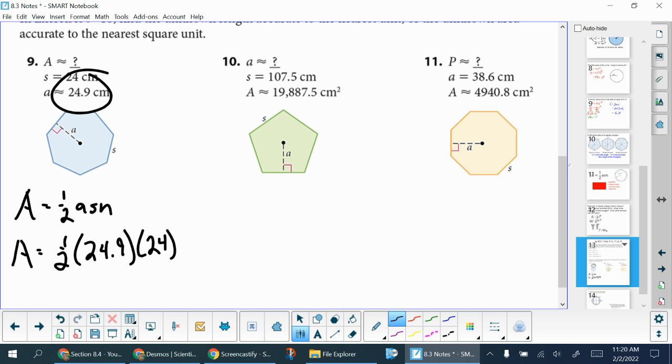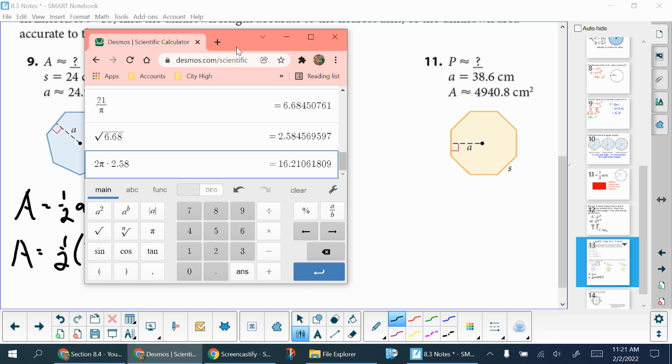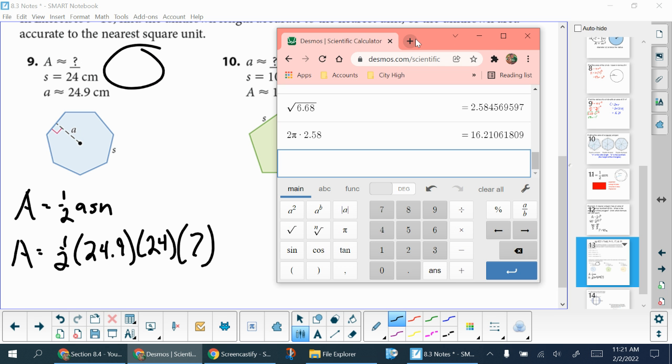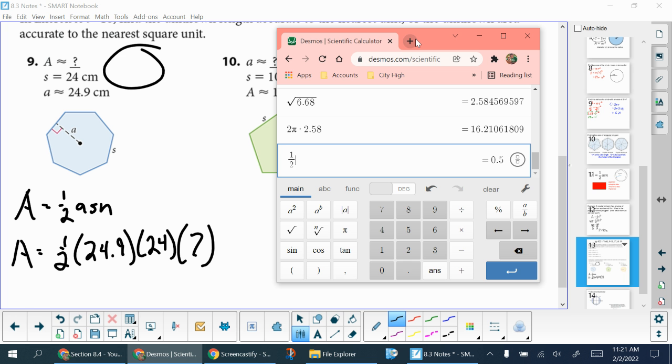And if I count those sides, make sure I get the right number of sides here, I believe it's 7. So 1, 2, 3, 4, 5, 6, 7. It is times 7. Now, you can certainly work your way through, multiply, multiply, multiply. But again, if you have a scientific calculator, any scientific calculator at all, it makes it a lot easier. You just type in exactly what you see, and boom, there's your answer.